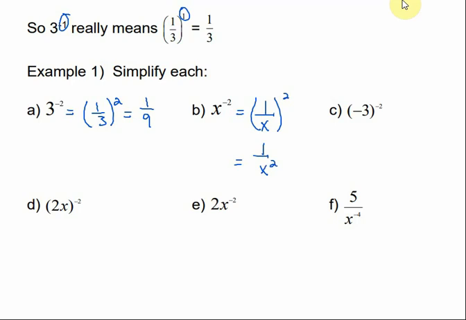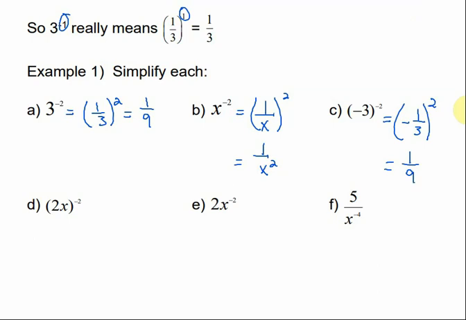Now, when I apply this rule, it only changes the sign of the exponent. So negative 3 to the negative 2 power, if I flip the negative 3, it's still negative 1/3. It just changes the sign of the exponent to a positive. But now, if I square negative 1/3, of course, a negative times a negative becomes positive, and it's 1/9.